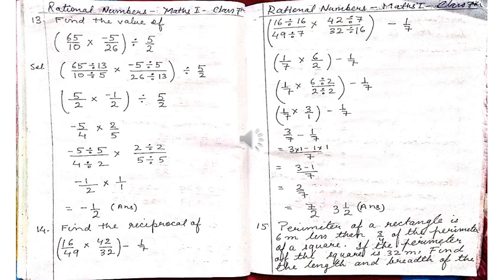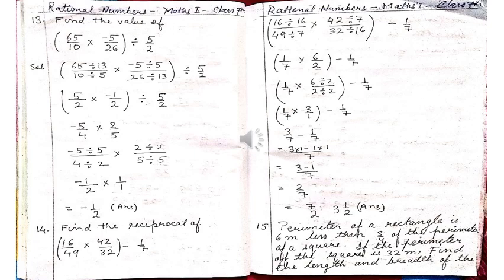It can further divide because in the table of 2, 6 comes 3 times, so 3 will be left. So 3 into 1 upon 7, that is 3 upon 7. Now remove the braces and do the subtraction part. Now 7 is common in both, so simply take 7 as the common LCM, and that will be 3 minus 1, which will give you 2 upon 7.